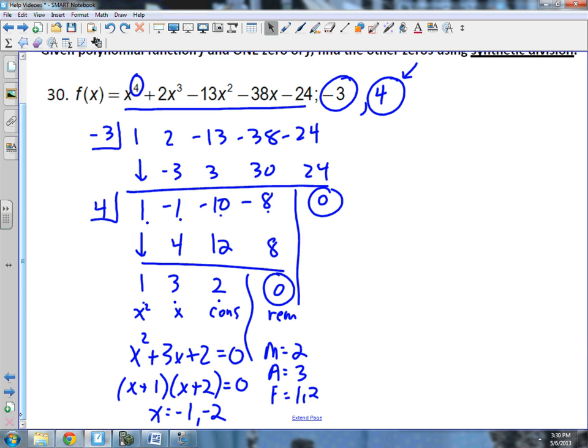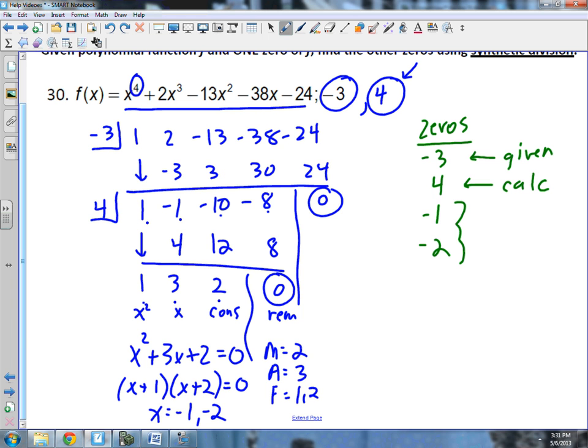So put it all together. My zeros: I got -3, which was given to me. I got 4, which I found from my calculator. I got -1 and -2, which I saw on my calculator, but I actually found them by solving these. So I used synthetic and MAF. Okay? But again, I did see those in my calculator, so that's another way to check that you did it right. But I want to see the steps that you use to do that.